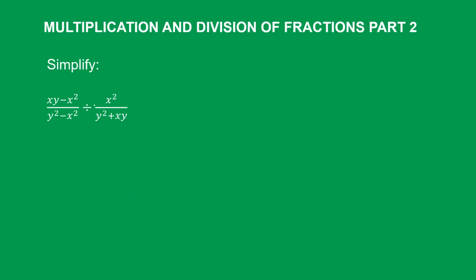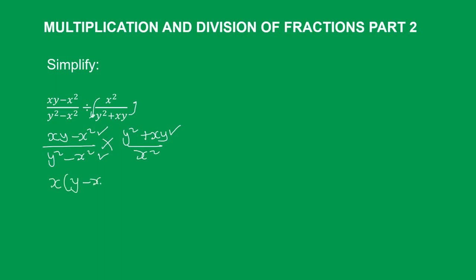Oh, there's division here. So we tip and times, or we multiply by the reciprocal. So it becomes xy minus x squared over y squared minus x squared, times y squared plus xy over x squared. So this one goes up, this one goes down. That's we tip and times. We can factorize using the highest common factor here. We have difference of two squares. We have the highest common factor there. xy minus x squared, we can factor out x, then becomes y minus x. y squared minus x squared is difference of two squares. We have our two brackets, minus, then plus.